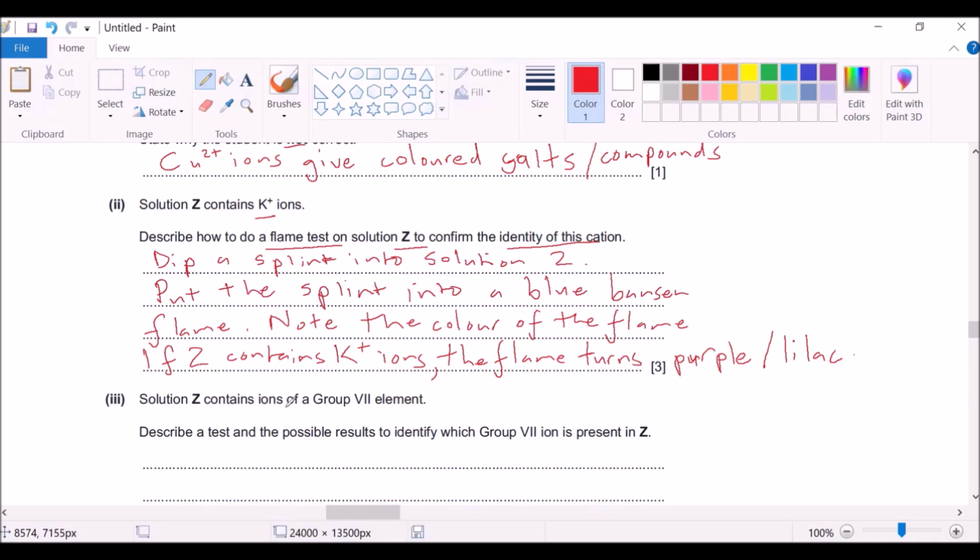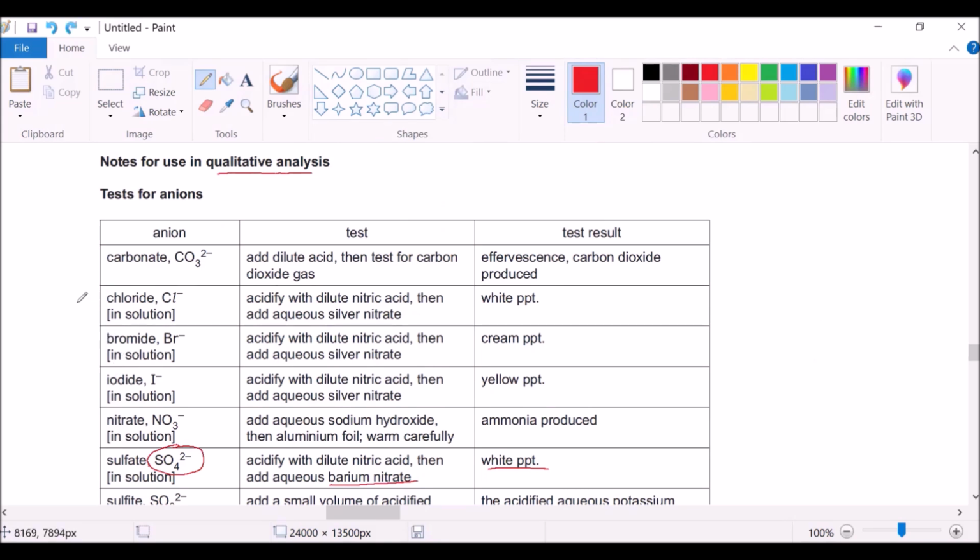Solution Z contains ions of group 7 elements. Our group 7 ions are chloride, bromide, and iodide. So the test is to add dilute nitric acid, then add aqueous silver nitrate in all instances. So if a white precipitate is observed, then we know it is the chloride ion. If a cream precipitate is observed, then we know it's the bromide ion. And if a yellow precipitate is observed, then we know it's the iodide ion.